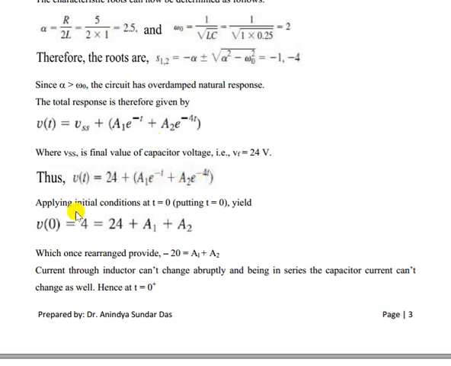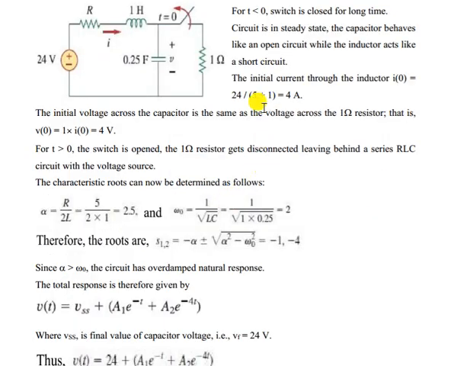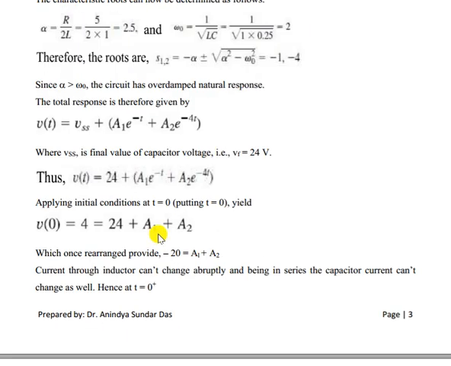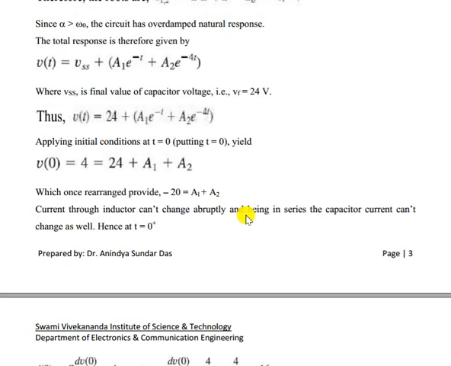And then we can put t equal to 0. V0 is nothing but 4, which we already got. V0 is 4 volt. So then 24 plus this value, that is e to the power 0, e to the power 0, so a1 plus a2. So a1 plus a2 equal to 4 minus 24, that is minus 20, we got one equation. We need another equation, which we will get by calculating the dv/dt.